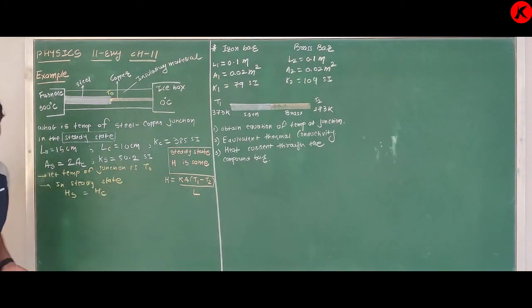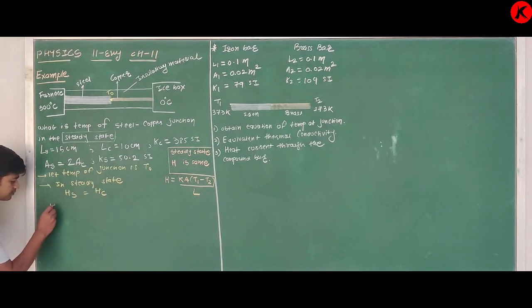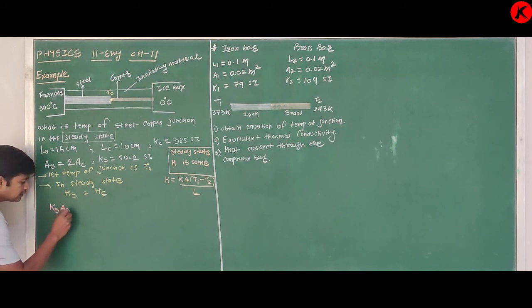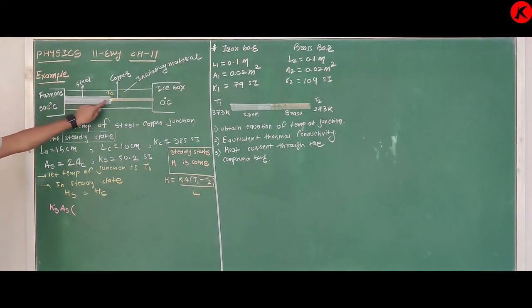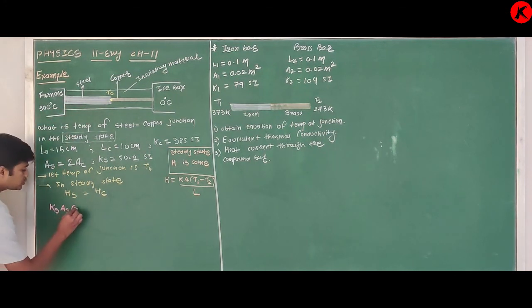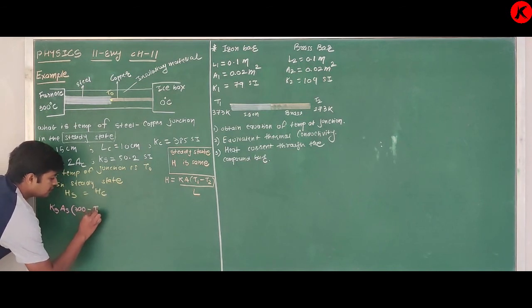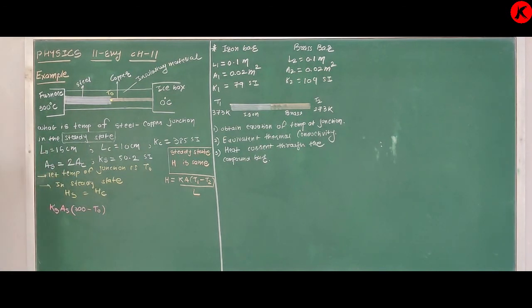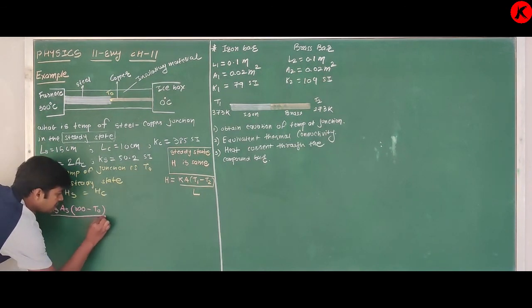So how to write this equation for HS? See how to write the equation. Here it is Ks AS. Now for the steel wire, it is one end, it is another end. Obviously, it is the end with higher temperature, and the end with lower temperature. So it is 300 minus T2. Any doubt? It is 300 minus T2 divided by its length.